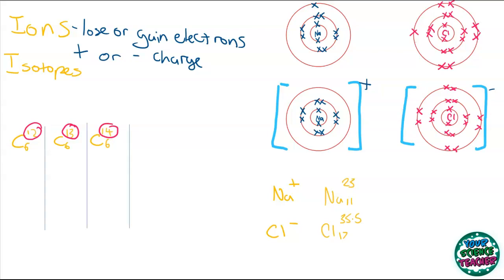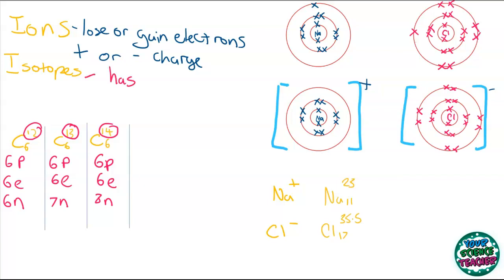Now, if we go back to the very beginning of working out how to calculate the number of protons, neutrons, and electrons, we can quickly do that for these atoms of carbon. So this has 6 protons, 6 electrons, and 6 neutrons. This one has 6 protons, also 6 electrons, but now 7 neutrons, and this one has 6 protons, 6 electrons, but now has 8 neutrons.